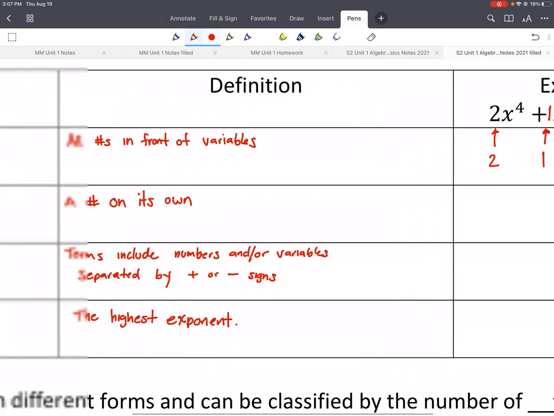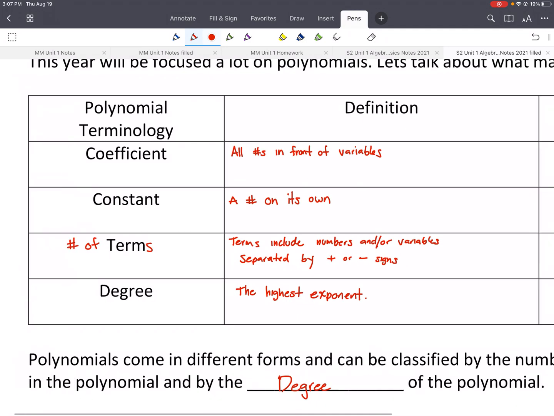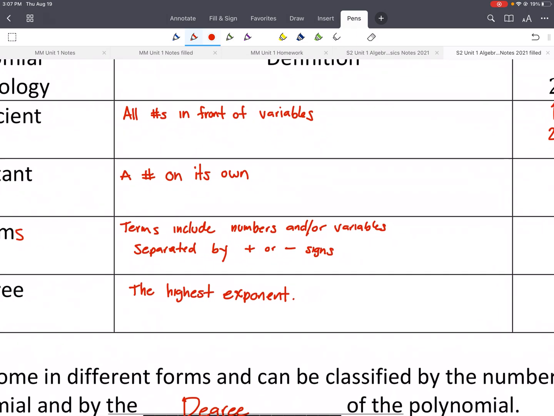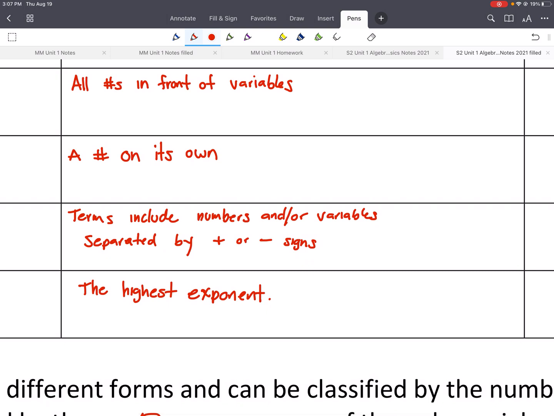Okay? All right, next we have the number of terms. What we're asking for more on your homework and test will be the number of terms. How many terms are there? A term includes numbers and or variables. So you could have just a variable, you could just have a number, or you could have the combination of a number and a variable. And they're separated by pluses or minuses.